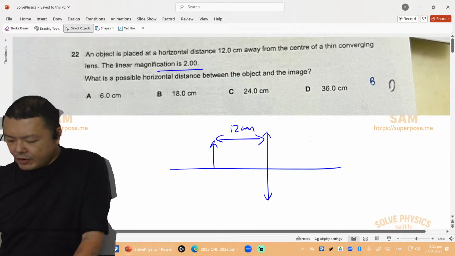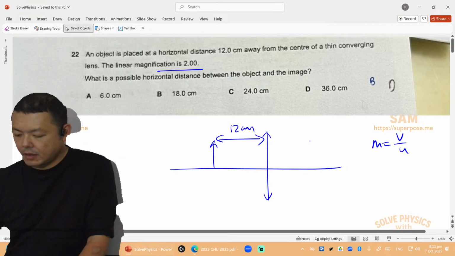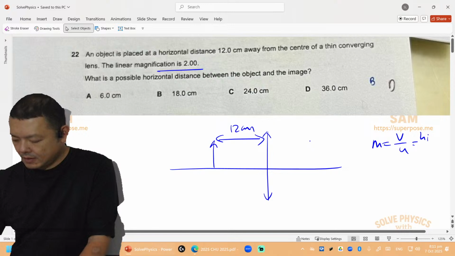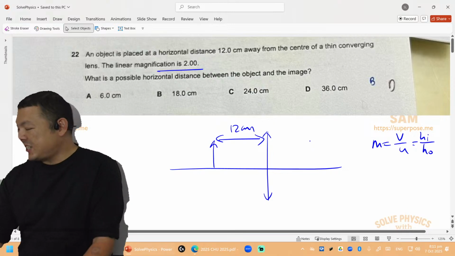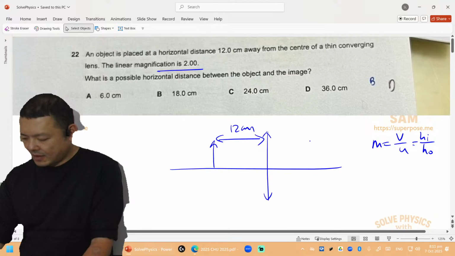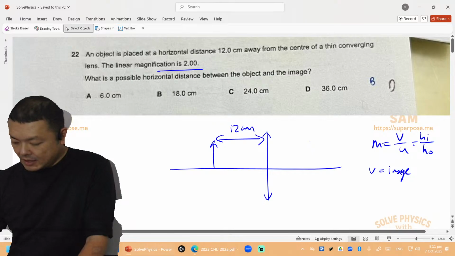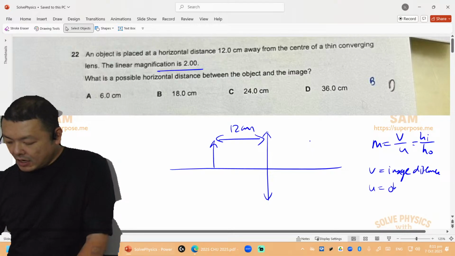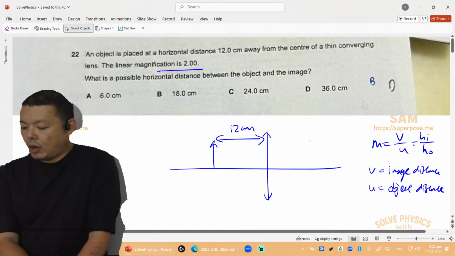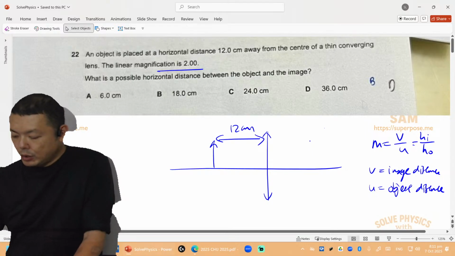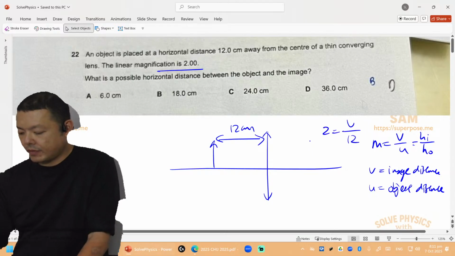Okay. So, Garen, you need to understand that there is an equation called m equals to v over u. V is image distance. You heard that? And U is object distance. Okay? So object distance is 12. Image distance will be 2 equals to V over 12. Right? So V will be 24.